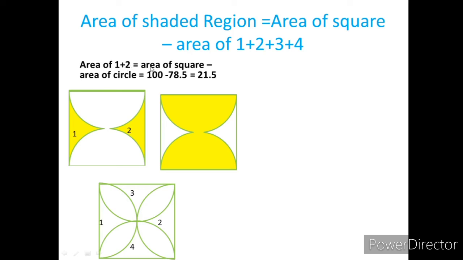Area of 1 plus 2 is equal to the area of the square, that means the total area minus the area of the circle. Why am I saying circle? Here these two semicircles form a circle, isn't it? I will bring out these two semicircles from the figure, so you bring out one full circle. That's why you have to subtract the area of the circle. Therefore, the area of the square is 100, and the area of the circle is 78.5. It gives 21.5.